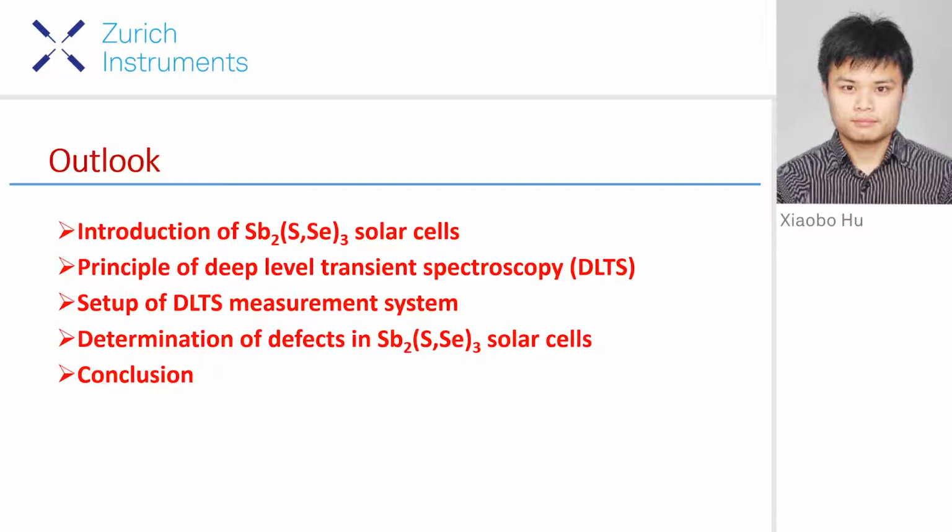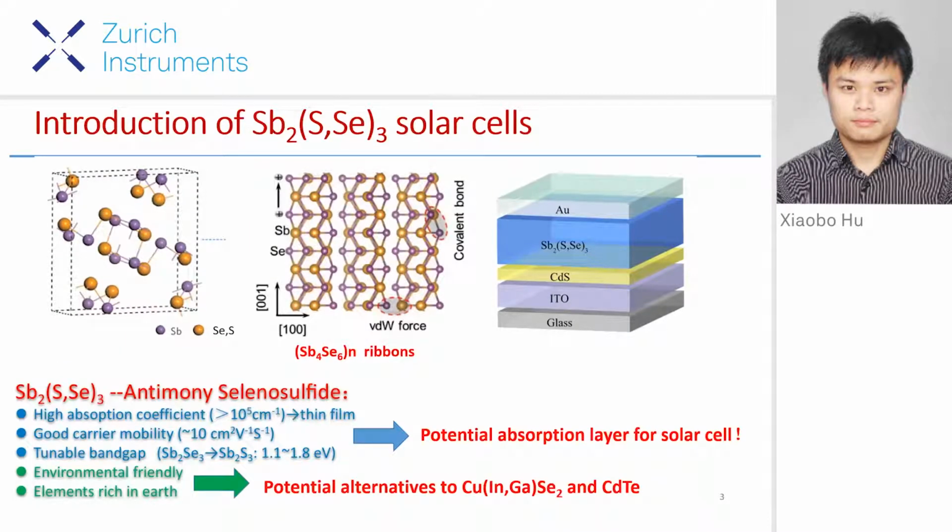First, I will give an introduction of Sb2(S,Se)3 solar cells, and then I will give a presentation of deep level transient spectroscopy, and then I will introduce the setup of the DLTS measurement system, and I will give some results for measurements of defects in Sb2(S,Se)3 solar cells by DLTS. So first, I will give an introduction of Sb2(S,Se)3 solar cells.